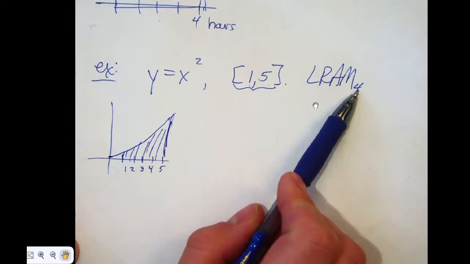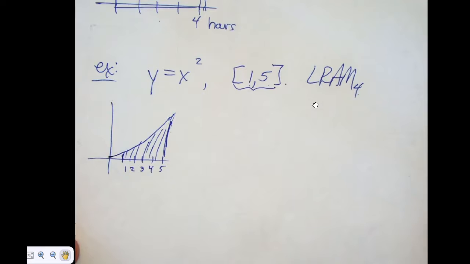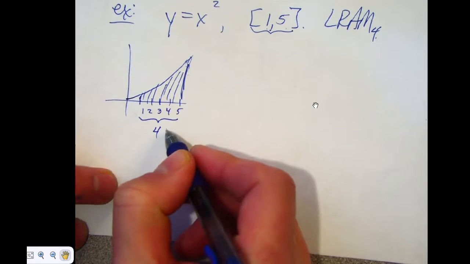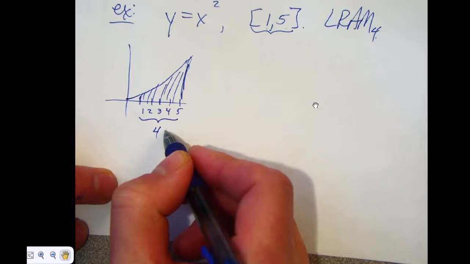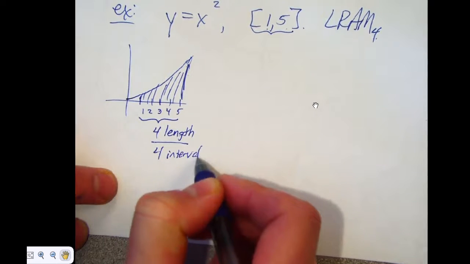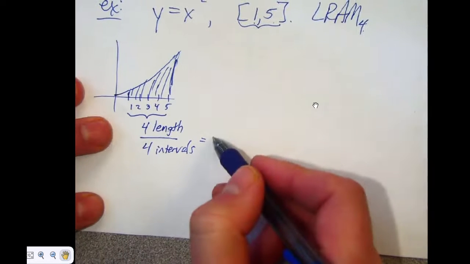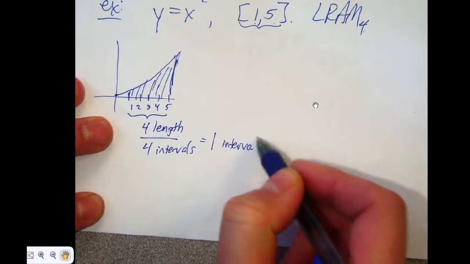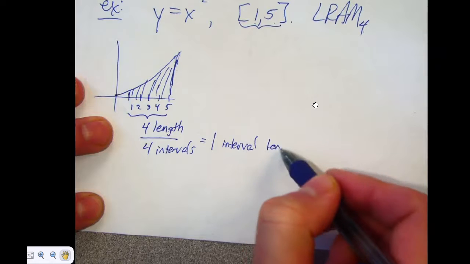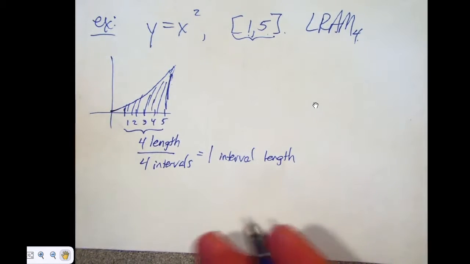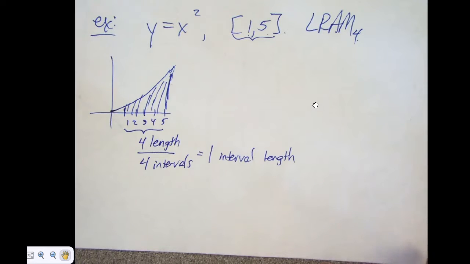So how big should each rectangle be? What's the base of each rectangle? I've got a distance here of 4, right? Length 4 divided by 4 intervals equals 1 for the interval length. Does anybody need me to go through that 4 divided by 4 calculation again, or are we good? Probably didn't need to write that down, but that's okay.